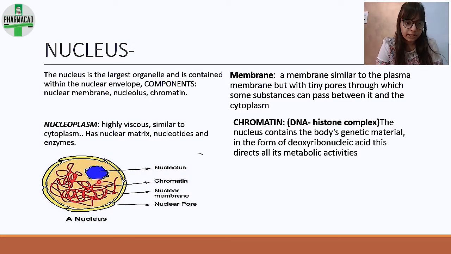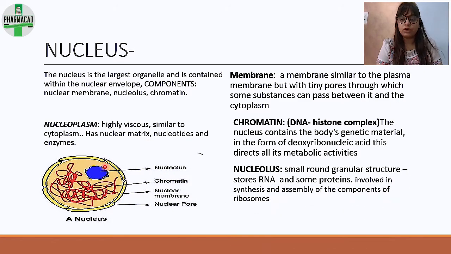और ये जो है, ये blue part is nucleolus. Nucleolus is small round granular structure which stores RNA and some protein. It is involved in synthesis and assembly of components of ribosomes. So इसमें क्या है, स्टोरेज जैसा है छोटा सा, उसमें आरएनए है एंड सम प्रोटीन्स है. ये हमारा मेन किंग या क्वीन है और ये उसका मेन तिजोरी है, ये उसका घर है और ये उसका फेंस है. This is nucleus.